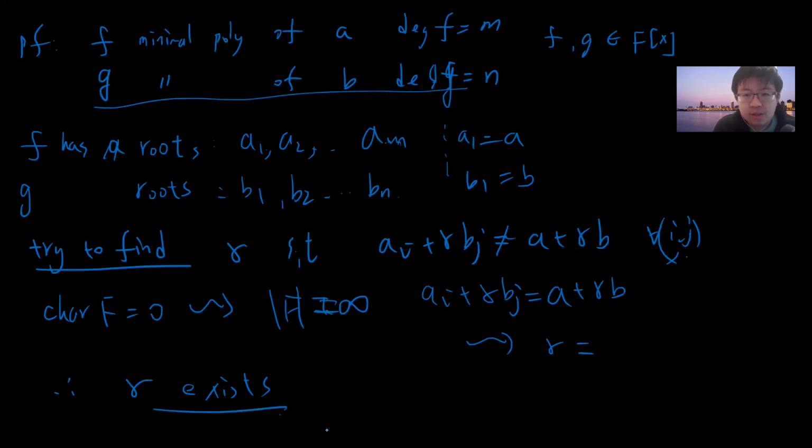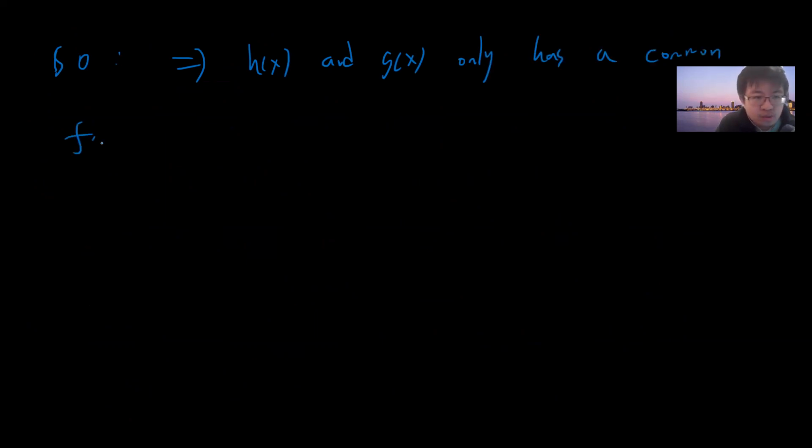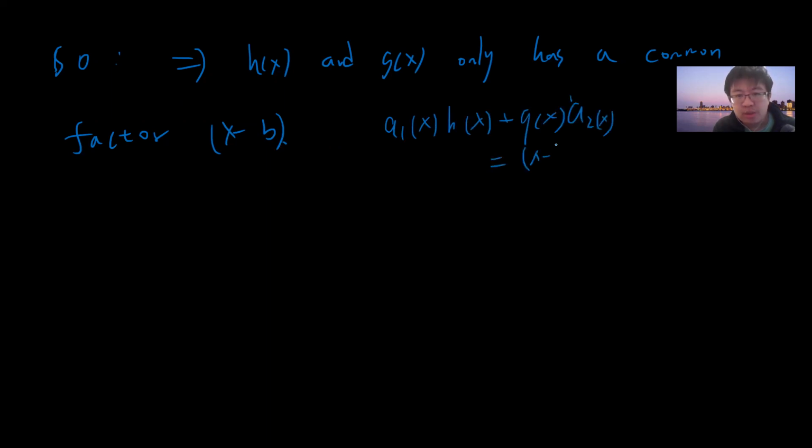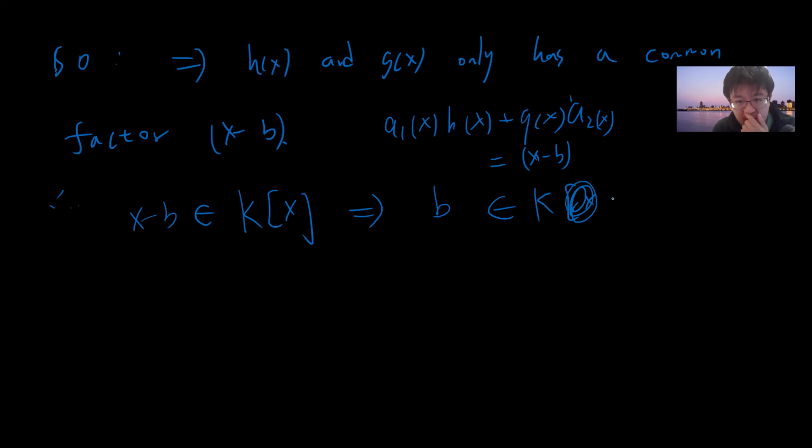Finally, what we already showed is that h(x) and g(x) only have a single common factor, x - b. So by the theorem in field theory, there exist a_1(x) and a_2(x) such that a_1(x) h(x) + a_2(x) g(x) = x - b. Which tells you that x - b belongs to K[x], which tells you that b belongs to K, which is F(c).